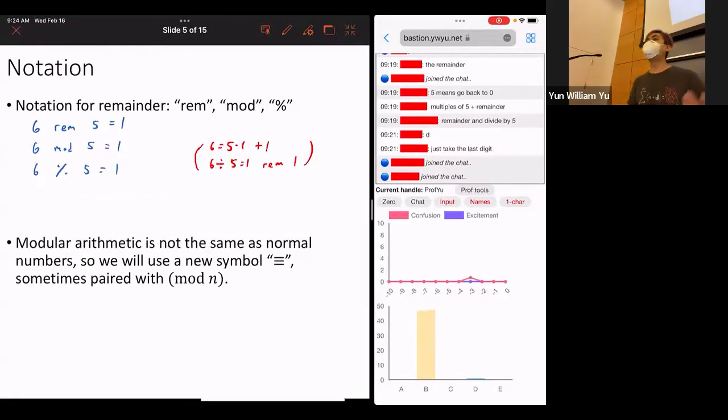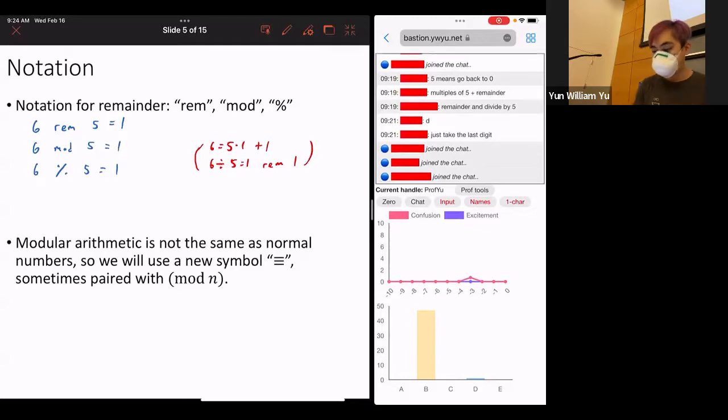It's usually conventional to use a triple equal sign to refer to things that are the same under modular arithmetic. So I might say something like 6 is equivalent to 1 mod 5, or 12 is equivalent to 2 mod 5.